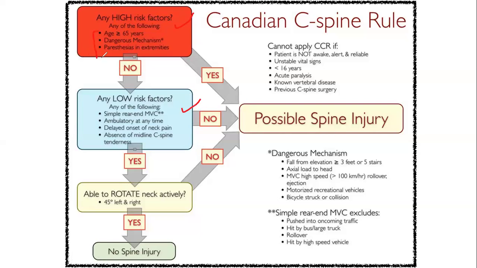There are three high risk factors. What are they? 65, fast drive, sensory deprived. If age is more than 65, then this is a high risk factor. You will go for radiograph of the cervical spine. Fast drive means dangerous mechanism of injury. And what are those dangerous mechanisms of injury? Fall from 3 feet, 5 stairs, 1 meter. Axial load to the head, or diving. Motor vehicle collision of high speed, more than 100 kilometers per hour, right?